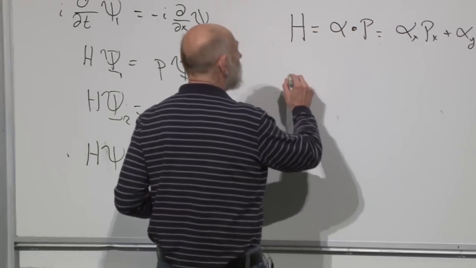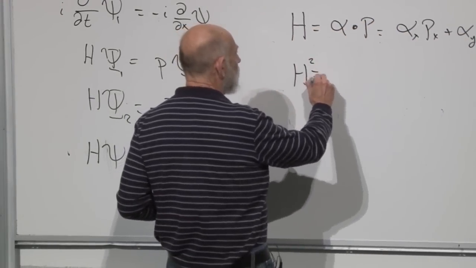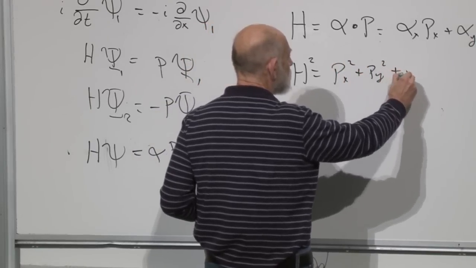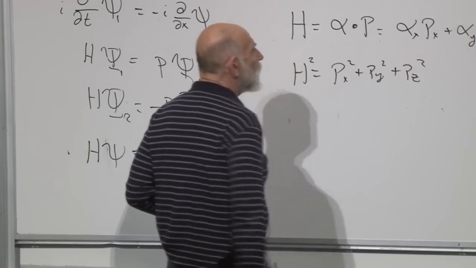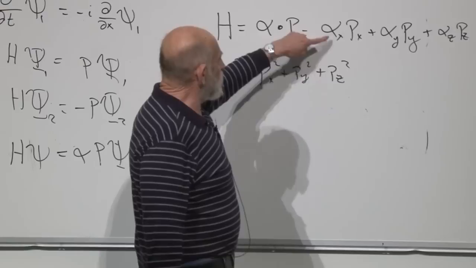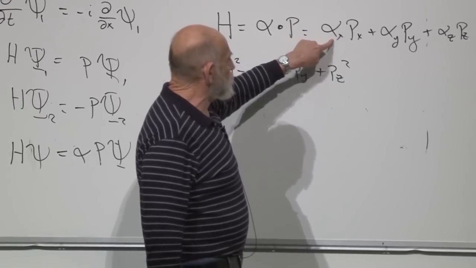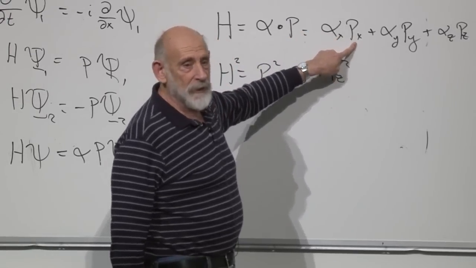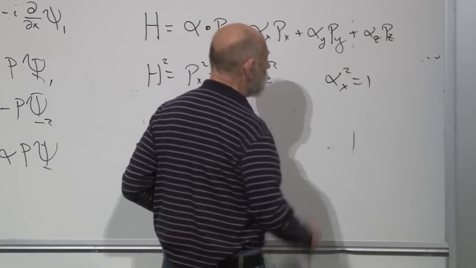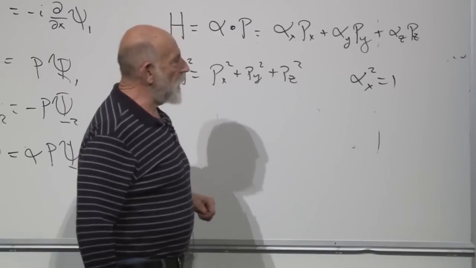H squared equals px squared plus py squared plus pz squared. What happens if we square this thing over here? Well, we'll get terms which are alpha x squared times px squared. That's okay. That just means we want alpha x squared to equal 1. Likewise with alpha y.